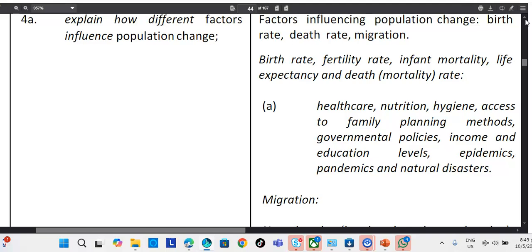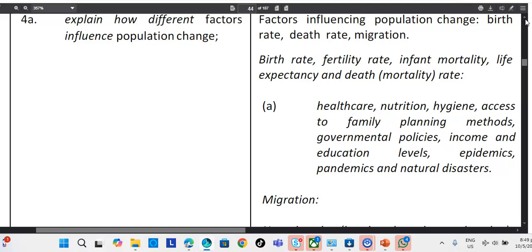Now we have to know what are the factors that influence population change. Birth rate. If you have a lot of babies being born, that can change the population. So if the population was 5 million, but you have a lot of babies being born in 2024, you know that the number will go up.